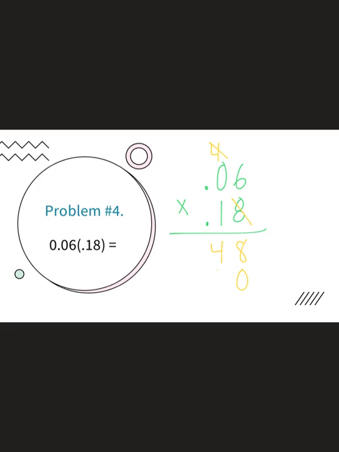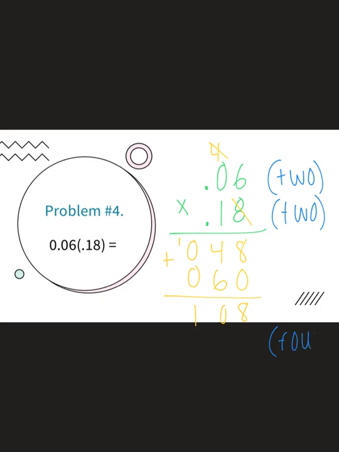And now we can multiply. 1 times 6 is 6. 1 times 0 is just 0. Fill in any missing spots with a 0, and then we just add. So 8 plus 0 is 8. 4 plus 6 is 10. Drop your 0, carry your 1. And then after that, you should have moved your decimal in. This was 2. This was 2. So 2 plus 2 says we need to move our decimal in 4 places.